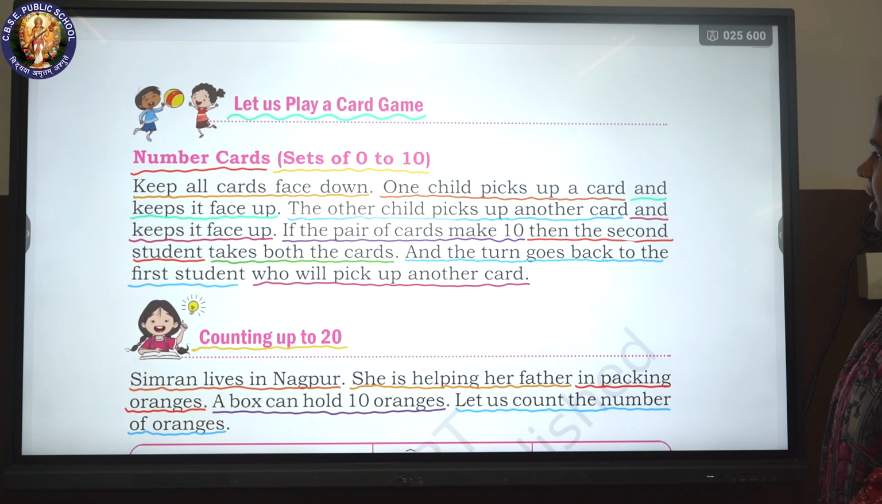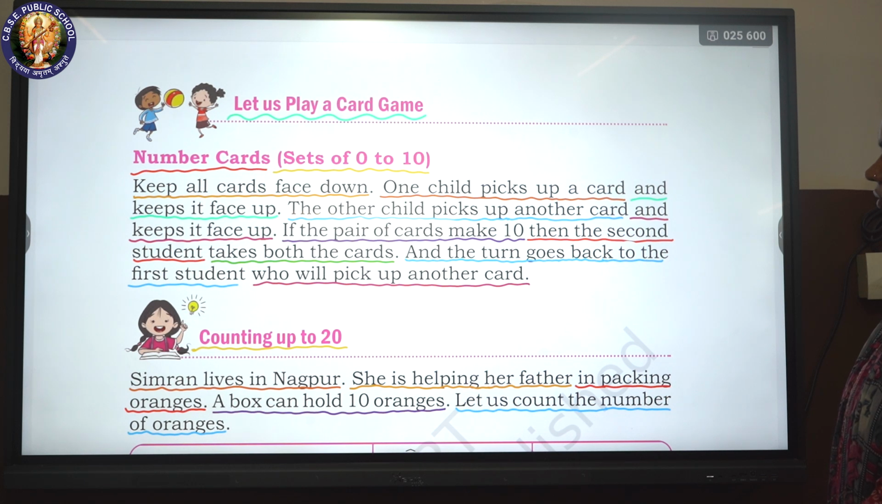If the pair of cards makes 10, then the second student takes both the cards and the turn goes back to the first student, who will pick up another card. Counting up to 20.